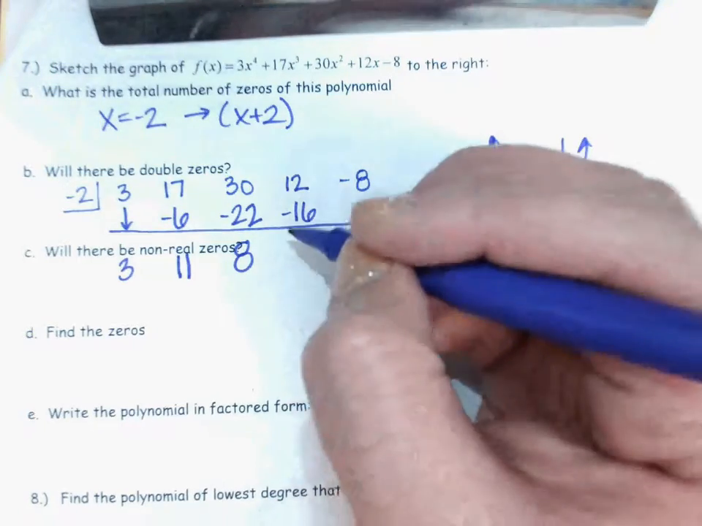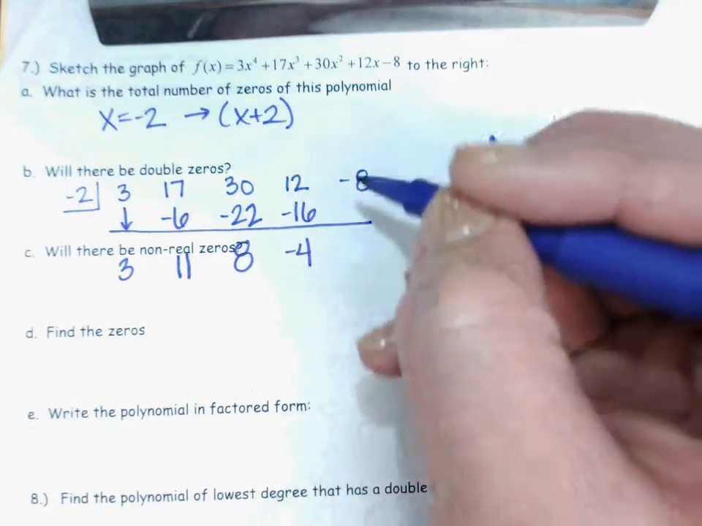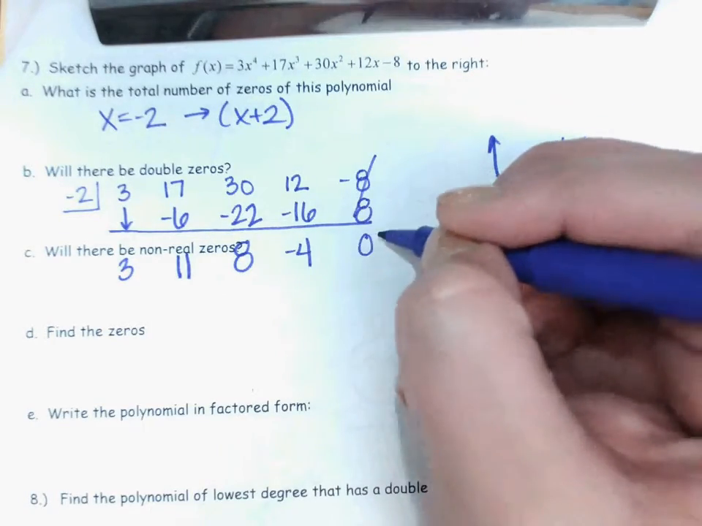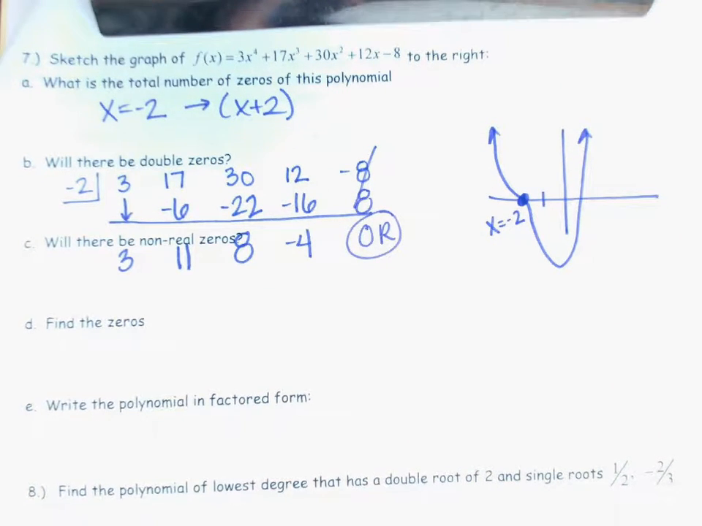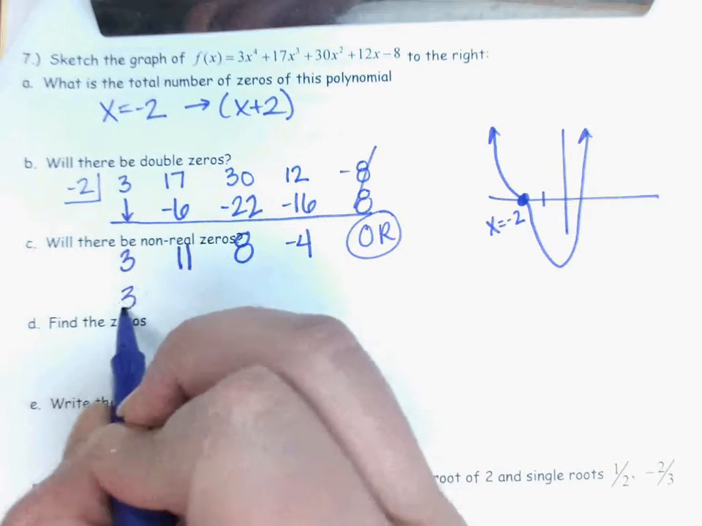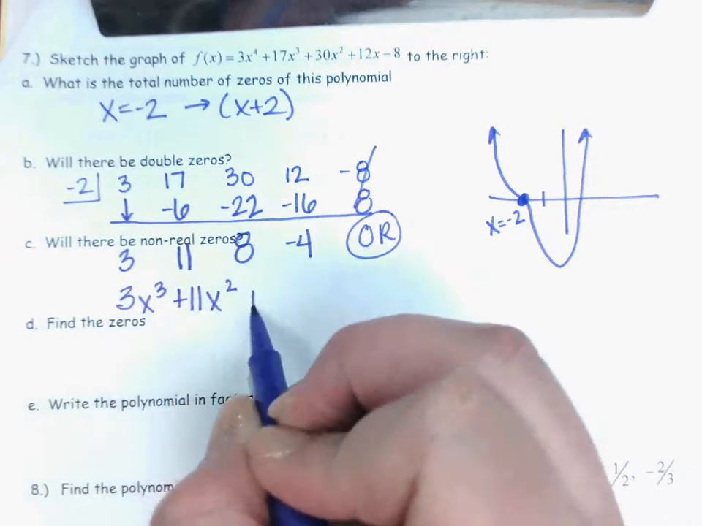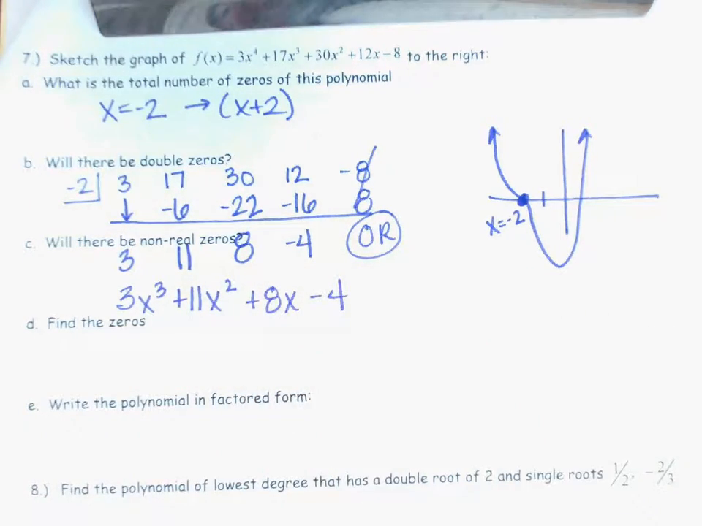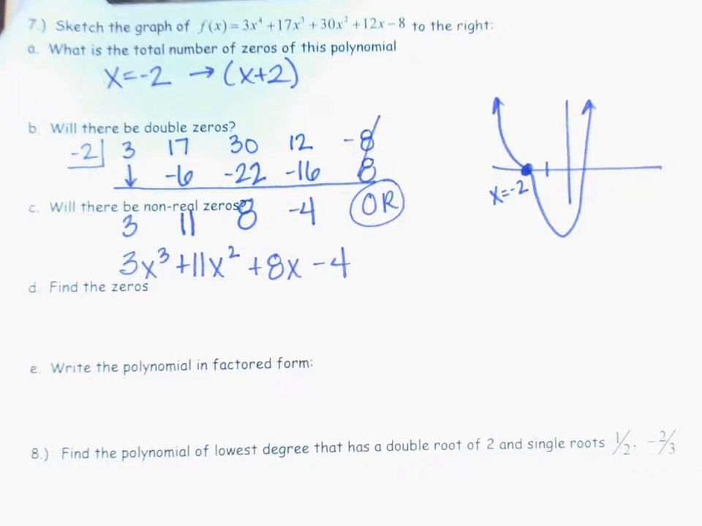12 minus 16 is? Then when I do negative 4 times negative 2? Positive 8. 8, remainder of 0. Now, what's left over is going to be what power if this was an x to the 4? So it's 3x cubed, 11x squared, 8x minus 4.